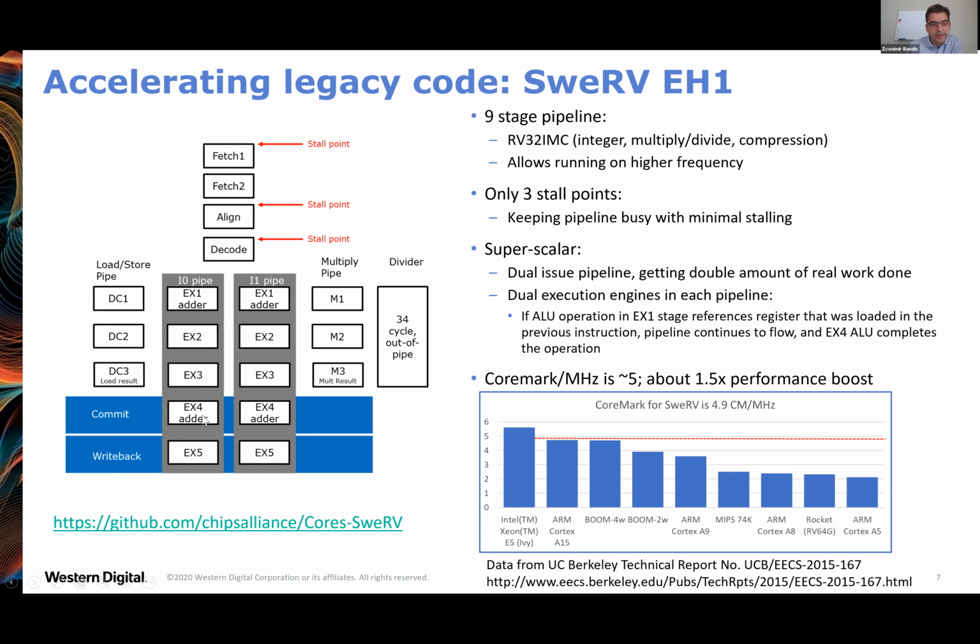We go through the pipeline, and then 2 clock cycles later, there is a second execution unit after the register has actually been successfully loaded. So this gives another performance boost. And overall CoreMark per megahertz for this core is approximately 5.